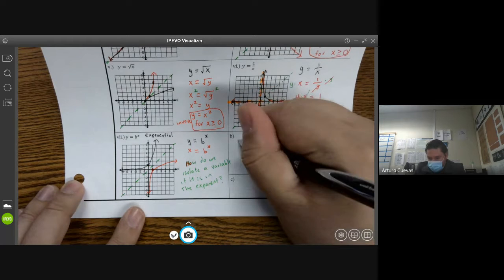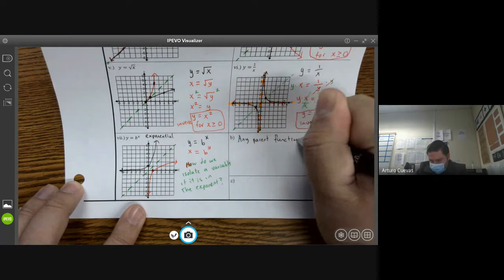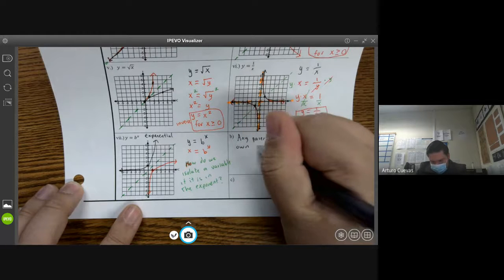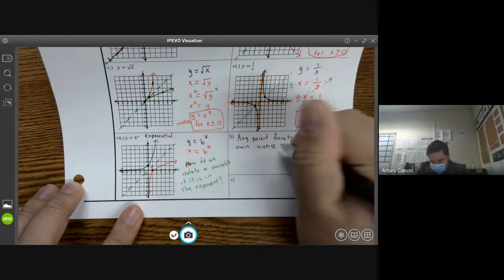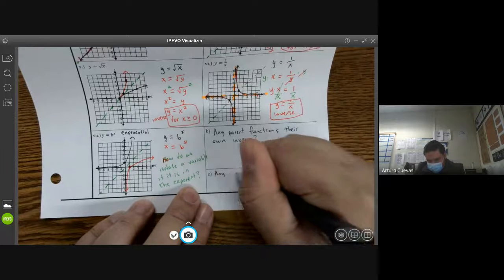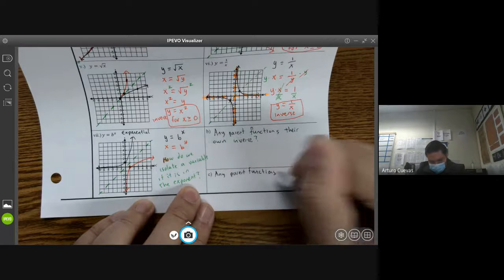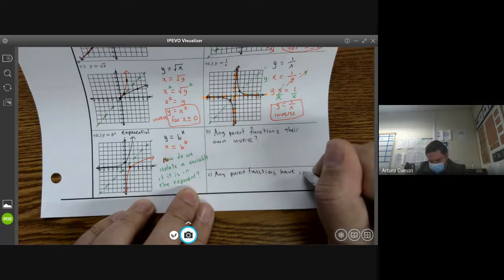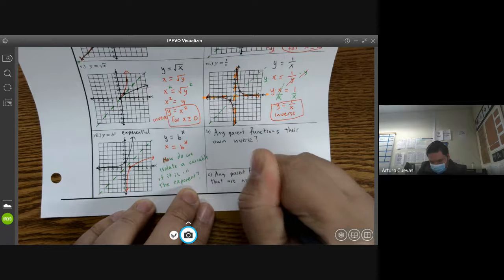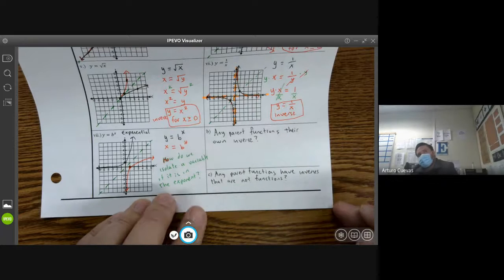The book is asking, are any parent functions their own inverse? Okay, if you know, write it down. And then part D or C, do any parent functions have inverses that are not functions? Those are the two questions.